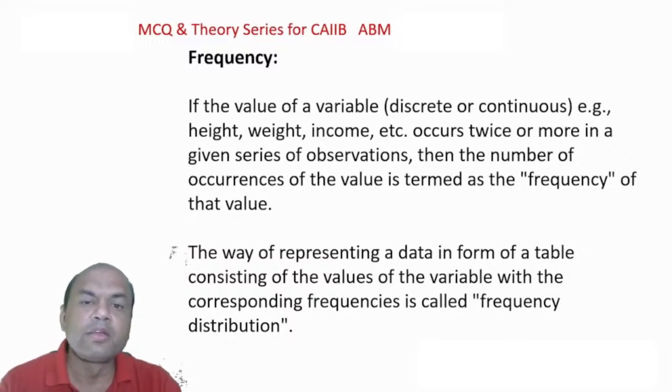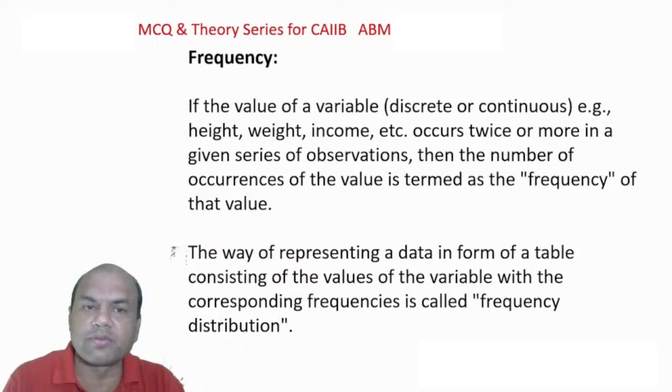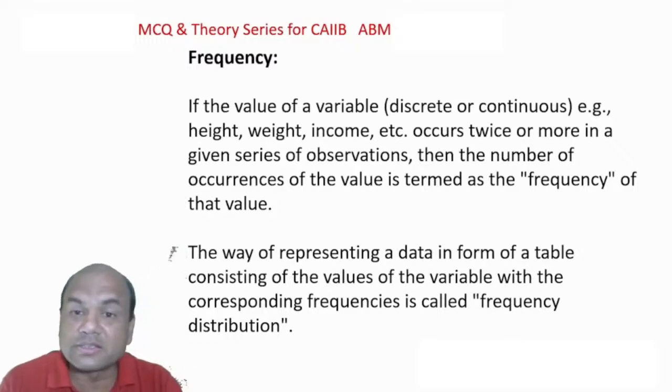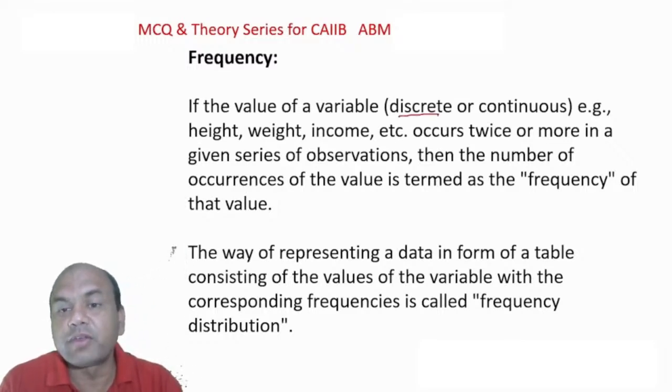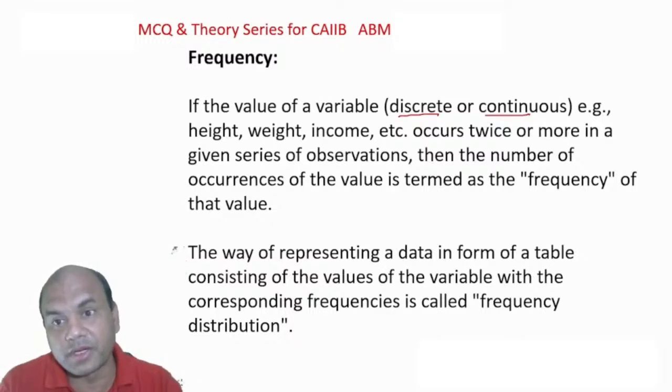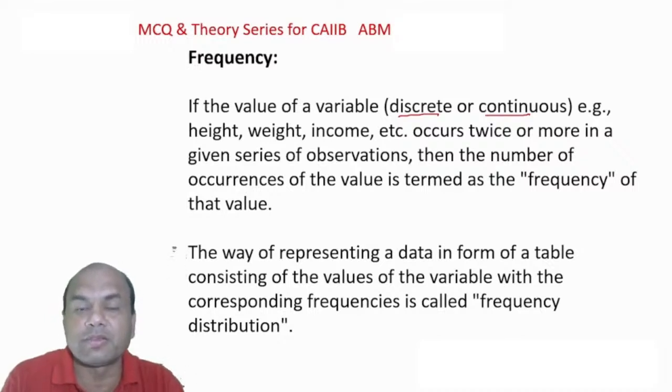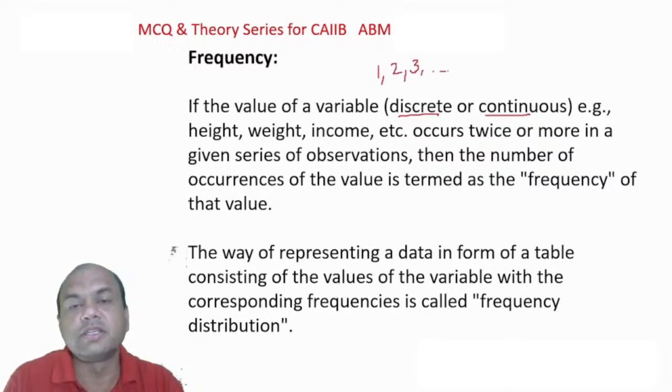Okay. So the first topic is frequency. If the value of the variable, for example discrete or continuous. What is discrete? What is continuous? Every word we'll discuss first and then we'll go ahead. Discrete means separable. Separable means what? 1, 2, 3, each can be separated.